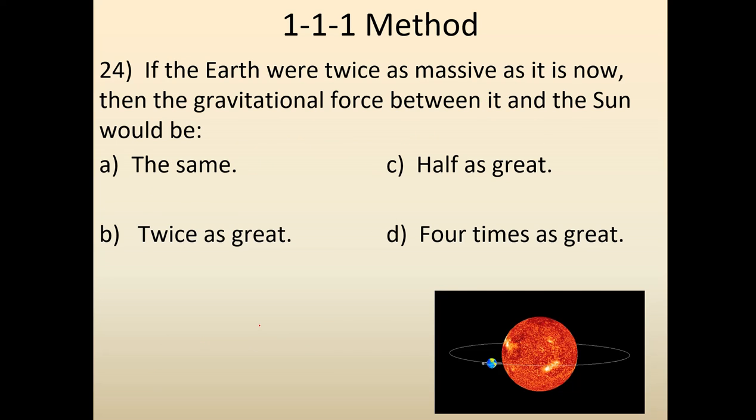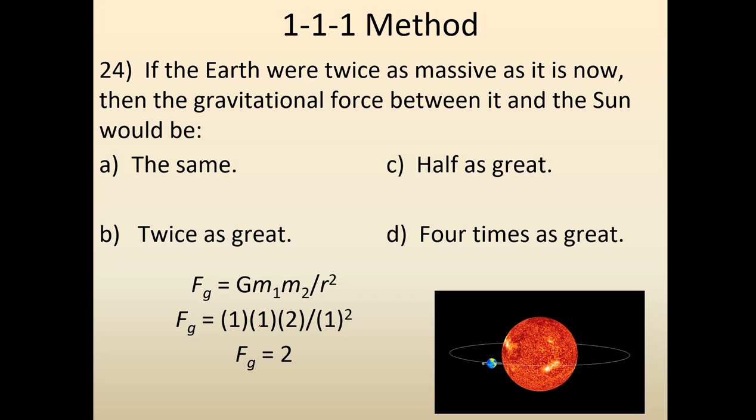Here's the next question. Pause the video, work on it, and we'll go over it in a second. All right, so same thing. They're looking at the gravitational force. They mention that only the Earth is twice as massive, but everything else stays the same. So it doesn't matter which mass I make it to. I just need to make sure that one of the masses becomes a 2. So I have 1 times 2 divided by 1 squared, and I get that my gravitational force is 2. So it becomes twice as great.